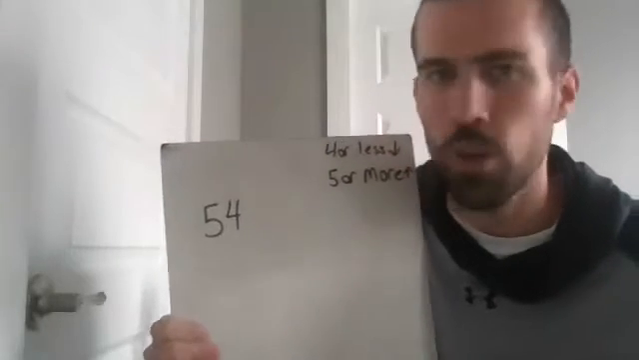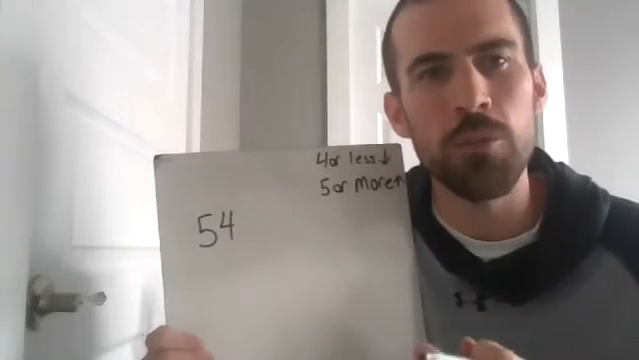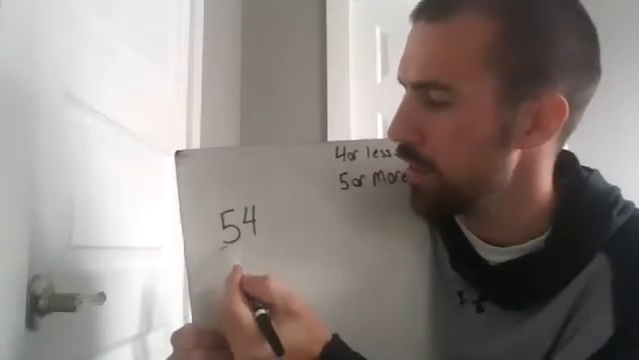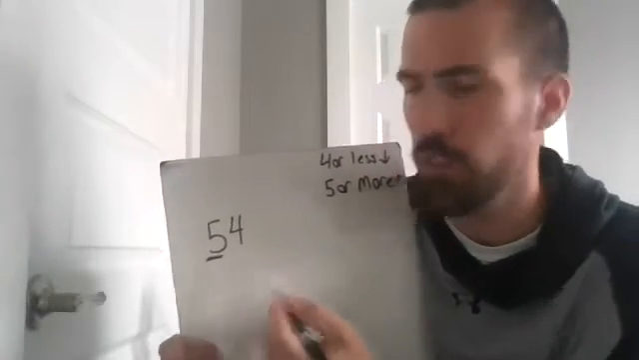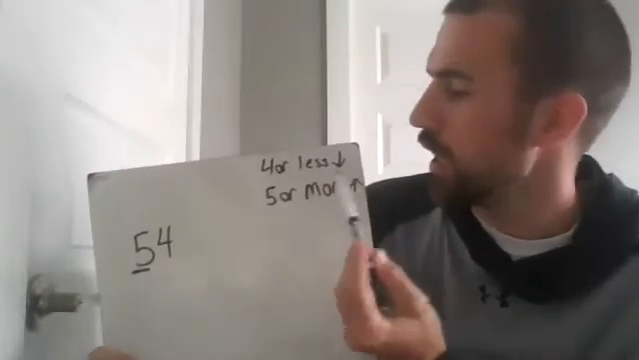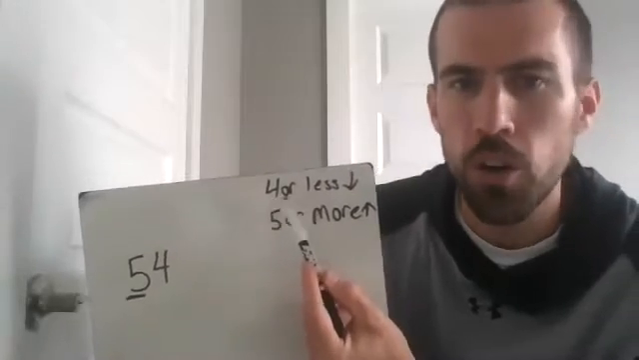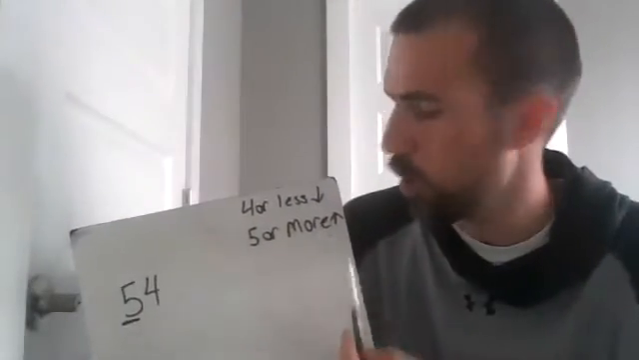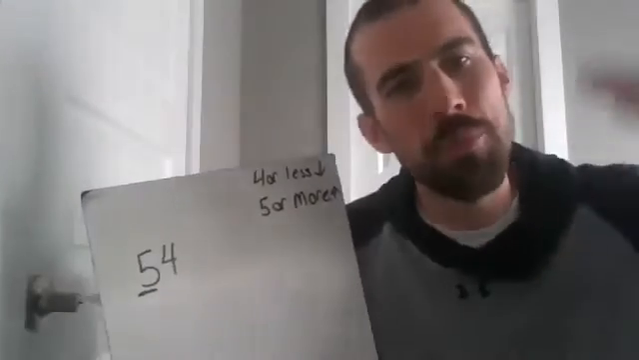Whatever column you are rounding to, I want you to underline that column. The tens column would be right here. So we're at 54. And keeping in mind that if we have 4 or less, we're going down. If we have 5 or more, we're going up. Now, what does up and down mean exactly?